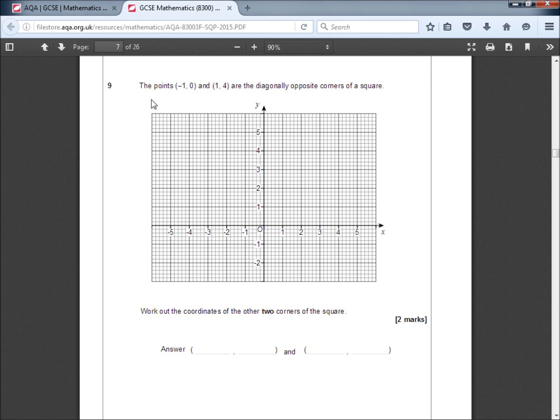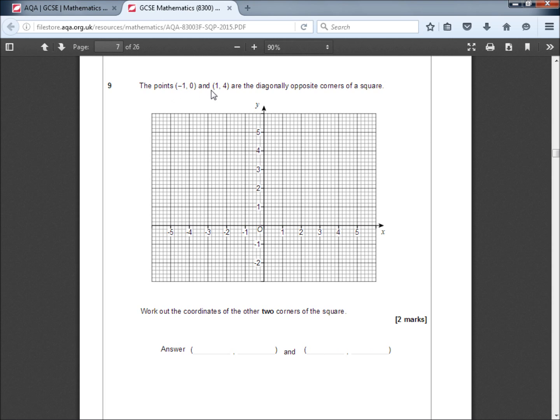This is the third paper in the foundation tier and we're picking up in question 9. The points -1, 0 and 1, 4 are the diagonally opposite corners of a square. Work out the coordinates of the other two corners of the square. So this is only worth 2 marks, so I don't think they care too much about our working out. We just need to get the right answers.